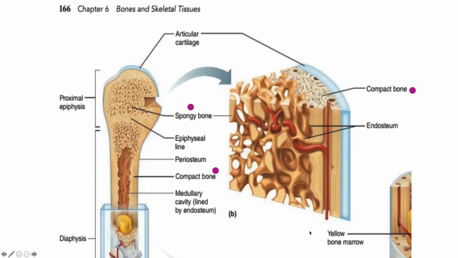So now I hope you can appreciate the compact bone. The diaphysis is made of compact bone, but when it comes to the end, which we call the epiphysis, in this area we will have a large area of spongy bone, which is surrounded by the compact bone. Compact bone becomes much thinner.